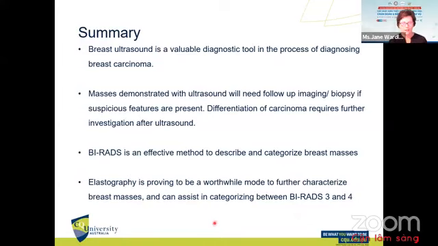So yes, breast ultrasound, as I mentioned, does take a lot of practice and it does take some time as well, particularly when you're bringing elastography into the examination. It does add on to the time that you will be spending doing the scan.